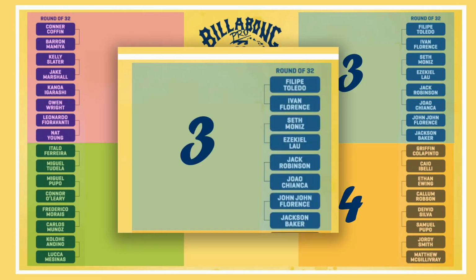So let's take a closer look at the individual matchups. Who do I like in each block, and who will come out of each side of the block? At Pipeline, I actually predicted this block perfectly. I took Seth Moniz in the upper part of the block and John in the lower part of the block. I thought the Jack Robinson versus Joao Chianca heat was too risky, but thought Jackson Baker was an easier opponent for John. Seems easy, right?